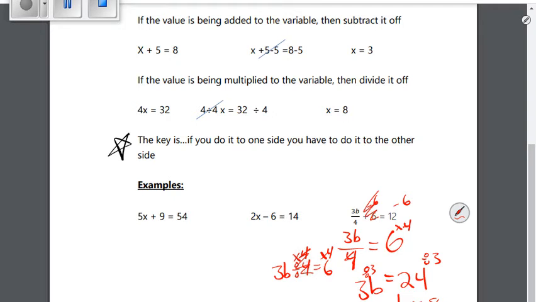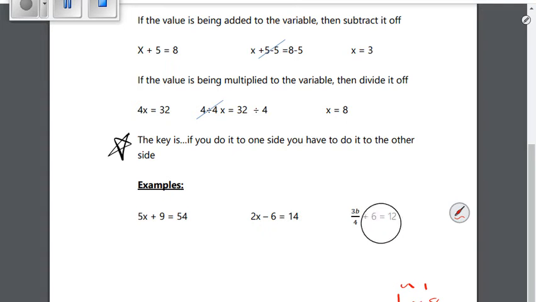Again, we could go back and check. Let's go see if b is actually 8. Back to the original. Okay, so what's 3 times 8? That's 24. Then I got to divide it by 4. Well, that's 6. Then I get to add 6 to it. Oh, it is 12. So yes, b is equal to 8.